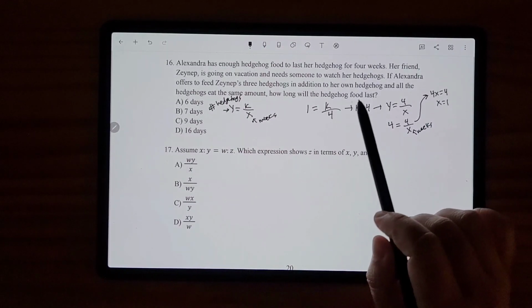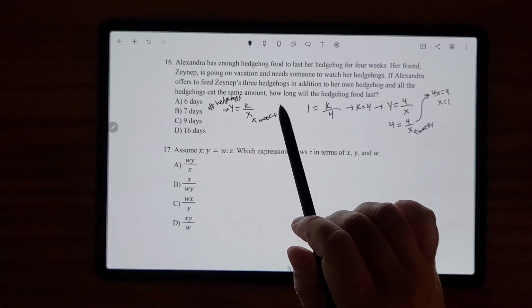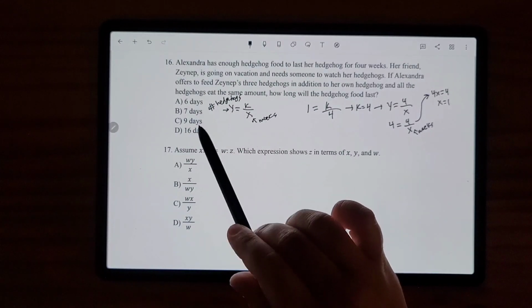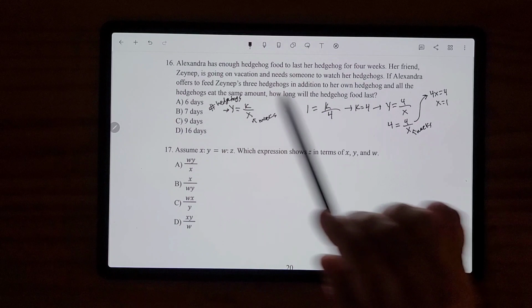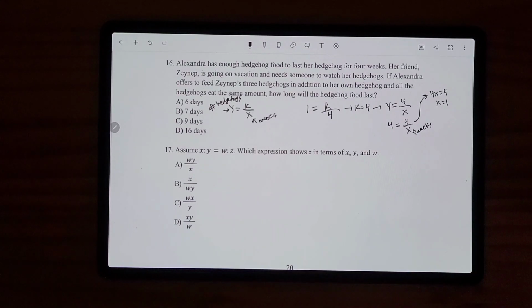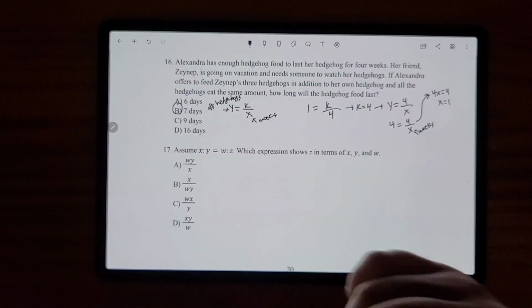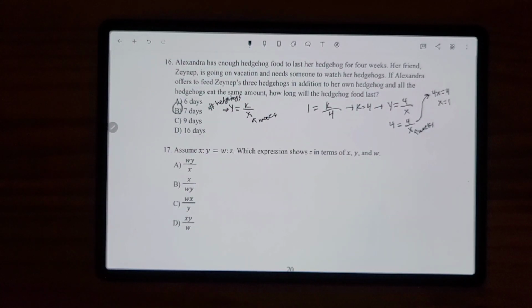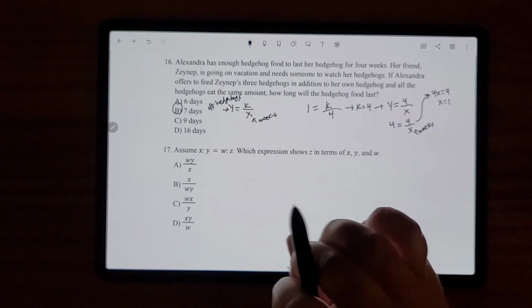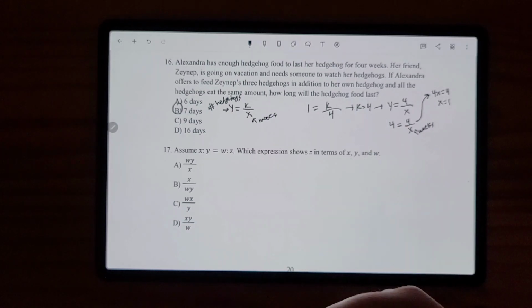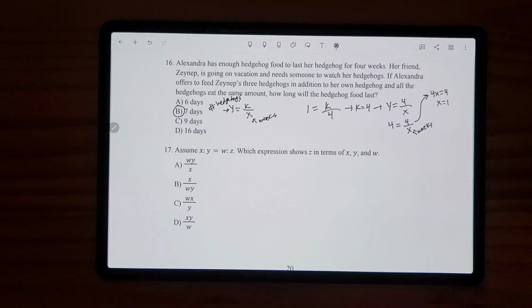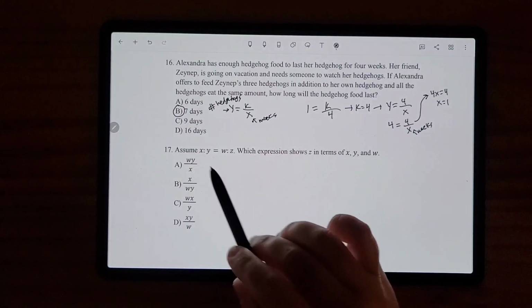Now the question is asking, how long will the food last? But then you look at the answer choices. So it lasts 1 week, but it's all in days. So what's the equivalent of 1 week in days? Well, there's 7 days in a week, so it would be B. You have to be careful with those ones where they kind of try to trip you up with using a different unit. So now let's go to number 17.